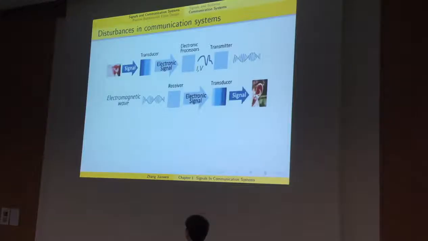Okay. A more detailed system is like this. The original signal is transduced into an electrical signal, okay, so can be a source coding, alright. Then the source-coded signal is called a baseband signal, okay. This is still a baseband signal. This baseband signal must be processed properly such that the signal sent out is suitable for the channel, an EM waveform in this case.